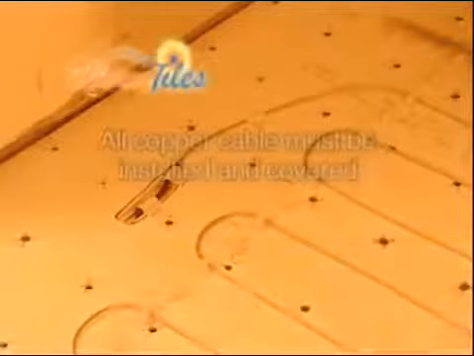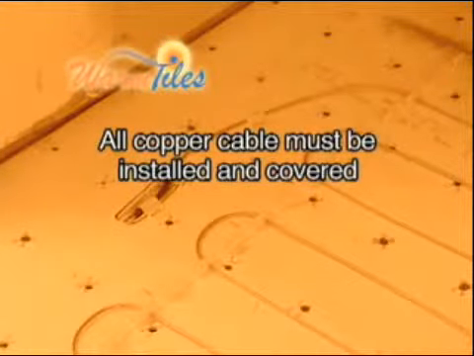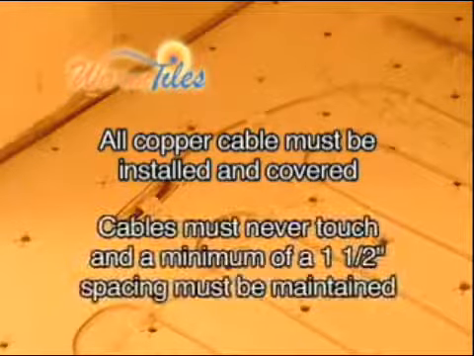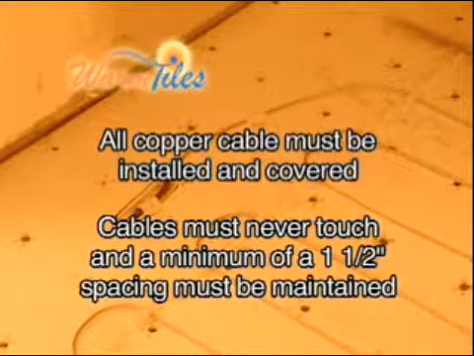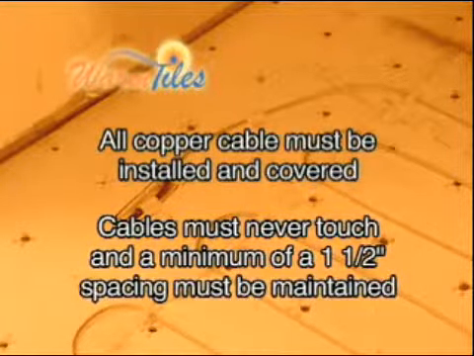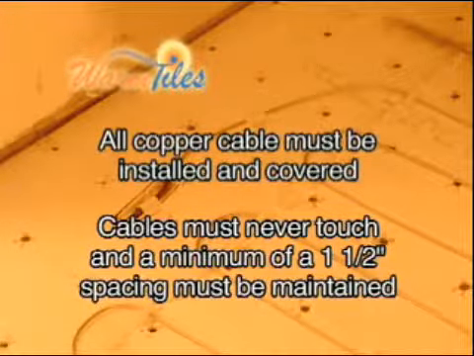To avoid damage to the heating element, all copper cable must be installed and covered with mortar following the installation instructions included in your Warm Tiles kit. And cables must never touch or overlap on the floor. A minimum of 1½ inch spacing must be maintained.